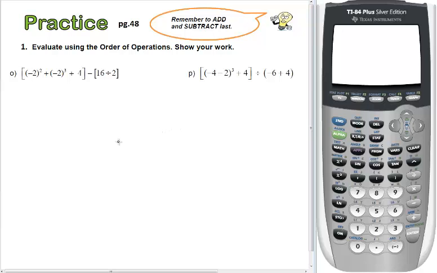Good day, students. Today we're going to look at an example using order of operations, evaluating different expressions. We picked O and P exercises from your practice on page 48 of chapter 2 of your Math 1025 booklet. So let's get right to the first one.